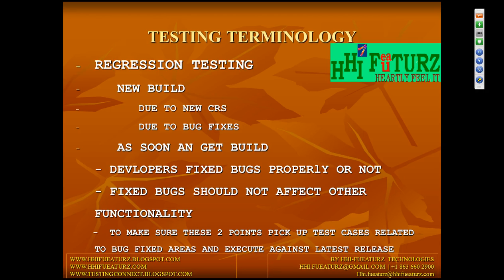So here you don't want to execute 10,000 test cases again. Successful login bug they fixed, so you don't want to execute 10,000 test cases. For login functionality you came up with 30 test cases. If you execute those 30 test cases, that is more than enough. That is what I am trying to say. So to make sure those two points, pick up the test cases related to bug fixed areas and execute against the latest build. So this is nothing but regression testing.